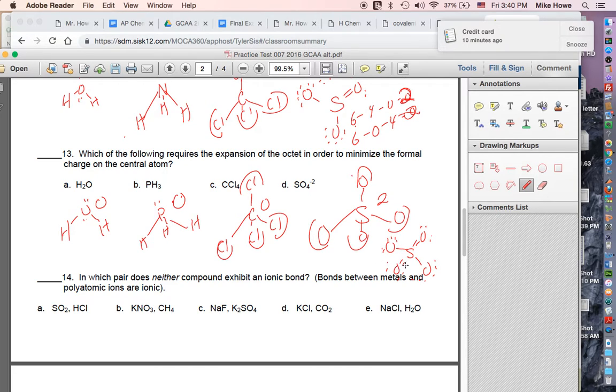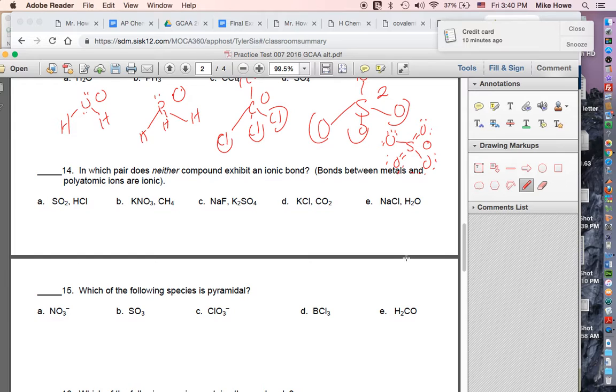So if you do that, now this formal charge on the sulfur is 0 because it's 6 minus half of 12. So it's 6 minus 6, which gives you 0 for a formal charge. So you had to expand the octet, which means there'd be more than 8 electrons around the sulfur.